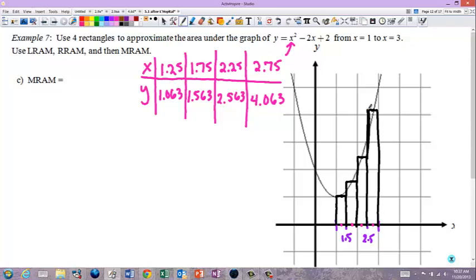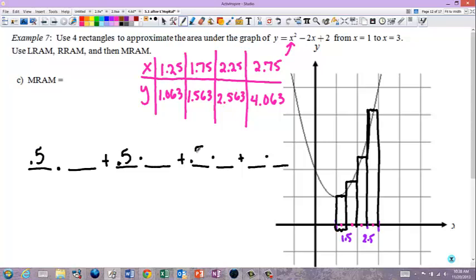Let's try again. Okay. I have four rectangles, so it's length times width, length times width, length times width, length times width. And my width is still a half each time because I still have the same number of rectangles. So 0.5, 0.5, 0.5, 0.5. And then I'm multiplying by these values here. I don't have to think. I just put them in.